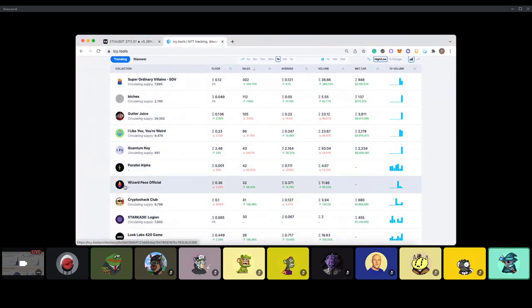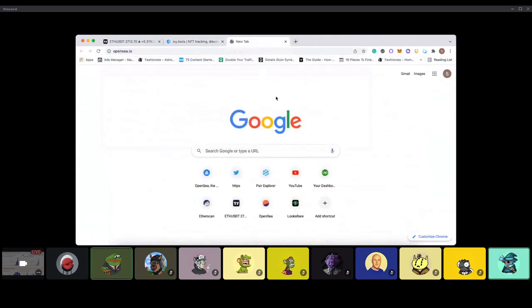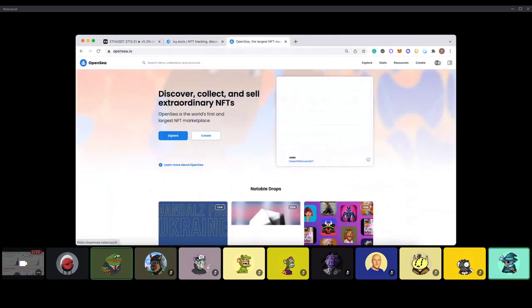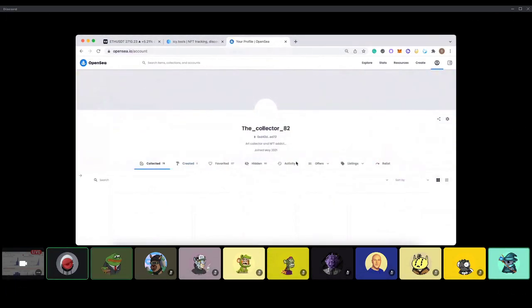For me, let's say Wizard Pass. I see they got 32 sales. I go look at the sales wall. I look at the volume, and I can see if I can 2 to 3x with it or not. Let me try to show you some flips from the previous bull run.